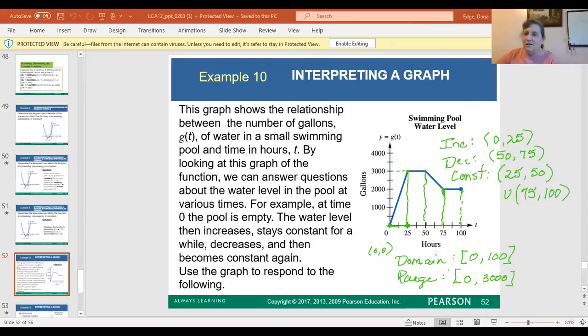So the main thing here is to remember to put your intervals of being increasing, decreasing, or constant in terms of the X values where that occurs. And to keep it as open intervals, in other words, just always use parentheses on that. And that part you're just going to have to memorize.